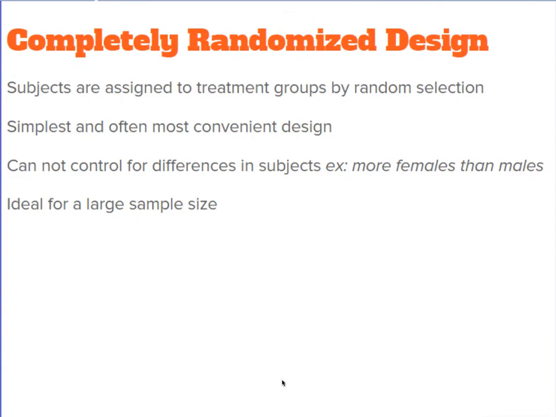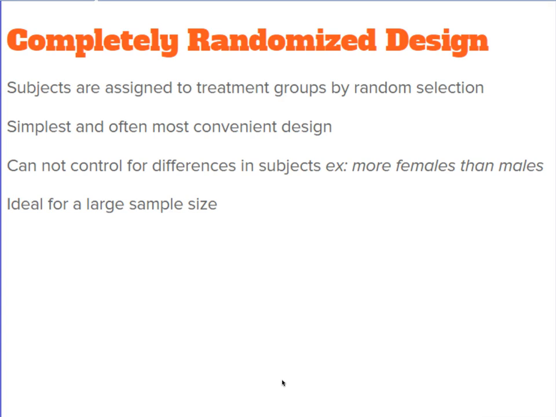So in a completely randomized design, the subjects are assigned to treatment groups by random selection. If I have 100 people in my group, I draw random numbers, and the first 50 random numbers I draw get one treatment, and the next 50 random numbers are in the control group, and that's it. This is the simplest, the easiest to do. You just give everybody a random number and pick them.